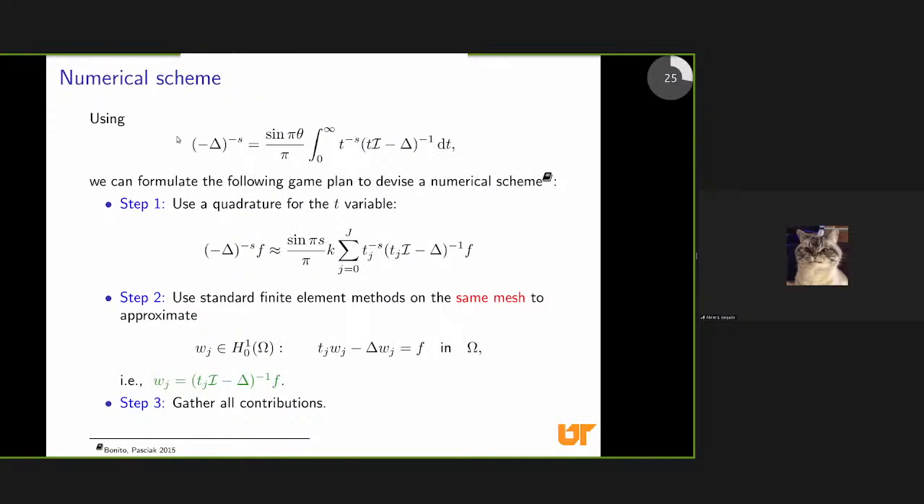Namely, we're going to use this representation to construct a numerical scheme, and we're going to do it in 3 stages as I have pictured here. First, we're going to replace this integral by a quadrature. I'll try to explain a little bit what quadrature to use. Now here, what we have is a solution, again, of diffusion-reaction problems. So we're going to use finite element methods on the same mesh. This is kind of important for technical reasons. On the same mesh to approximate the solution to each one of these problems. And then I'm going to gather all contributions.